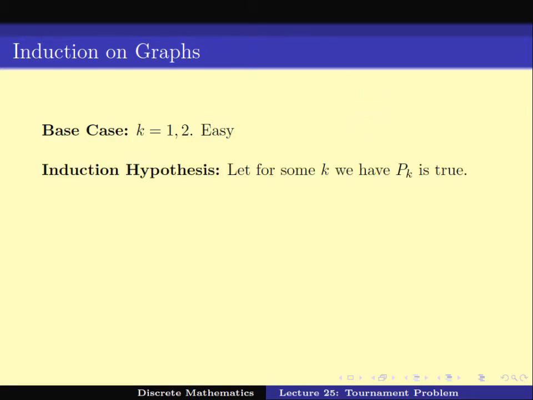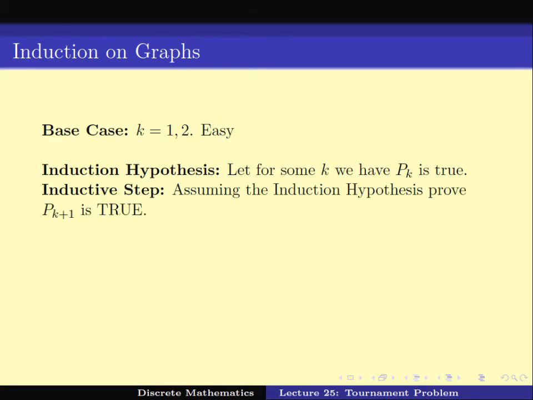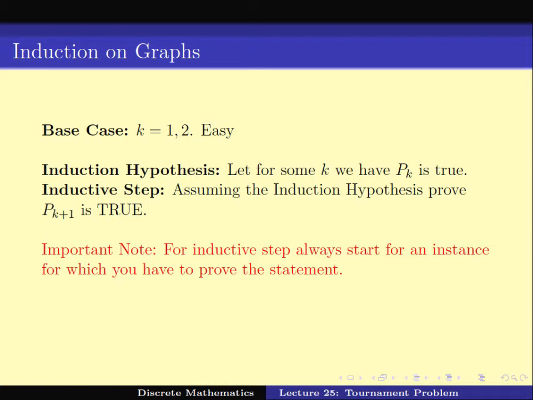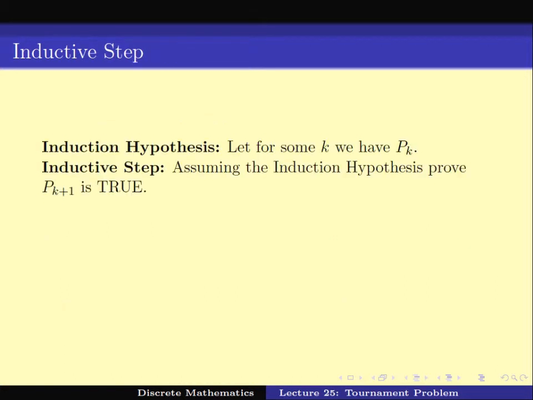Now, the induction hypothesis says that for some k, we have Pk is true. And using that, we have to prove that it is true for Pk plus 1. Now, whenever we do induction on graphs, this is something very crucial, that we should always start from an instance for which we have to prove a statement. So here we have to prove the statement for Pk plus 1, which means that we start with a tournament on k plus 1 vertices.